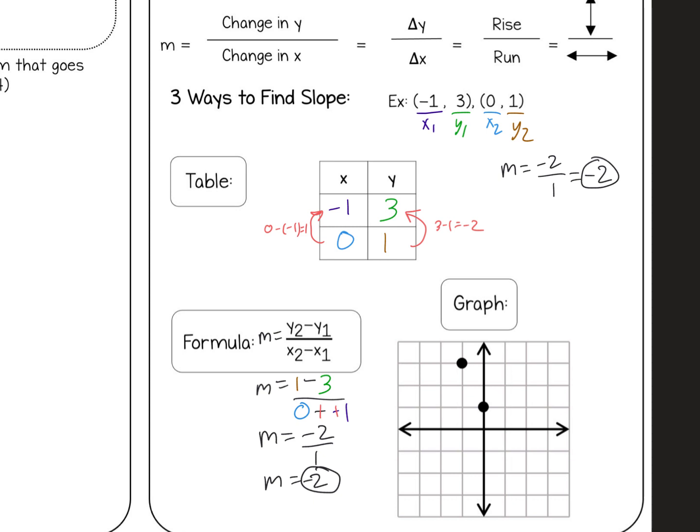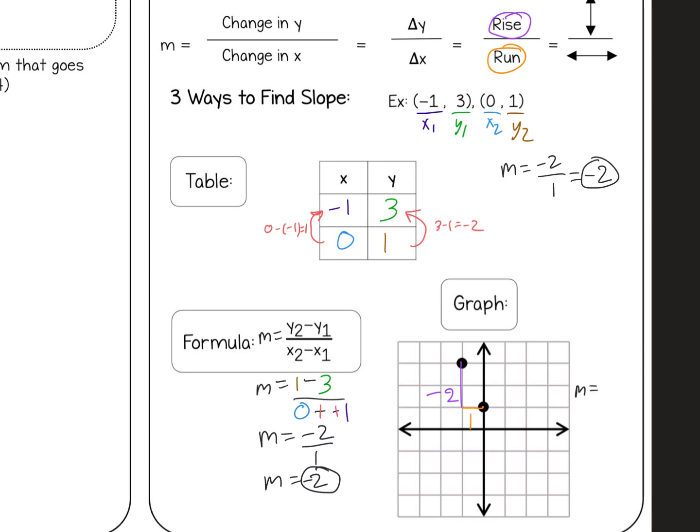For the final method, we are going to look at a graph. Now, slope is rise over run, meaning we want to count the distance vertically between the 2 points. In this case, from this point to this point, we are going to go down 2. So -2, and we are going to go right 1. So +1 for the horizontal distance.